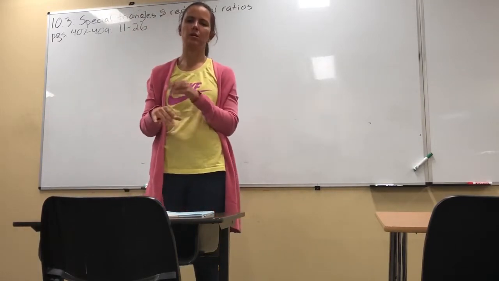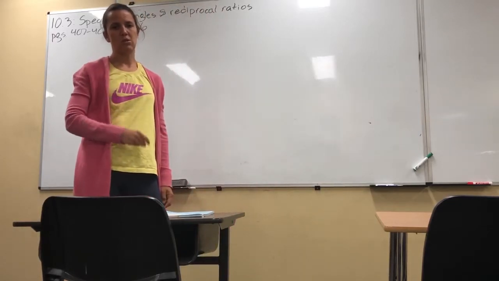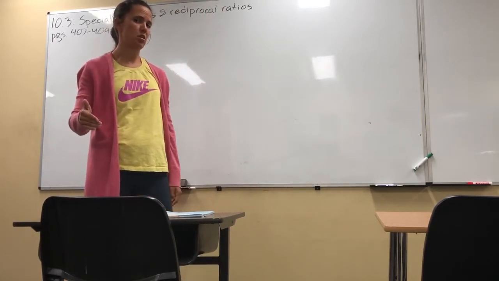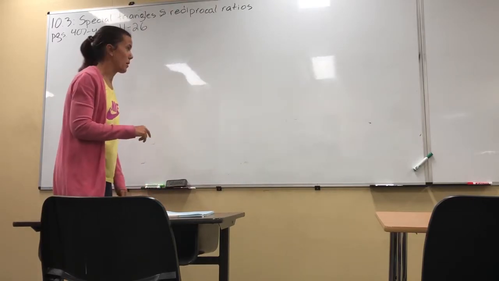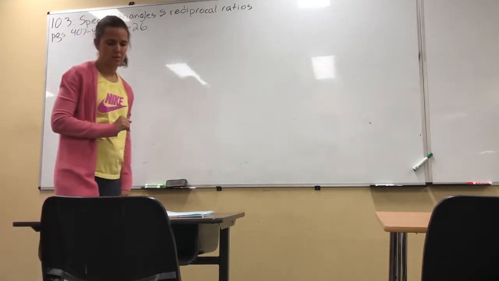You don't even have to worry about using the Pythagorean theorem or using sine or any of that stuff. You just look at the ratio and you say, oh, I know this is one of those special triangles, so I know what my missing numbers are. Your homework is 11 through 26 at the end of the section.